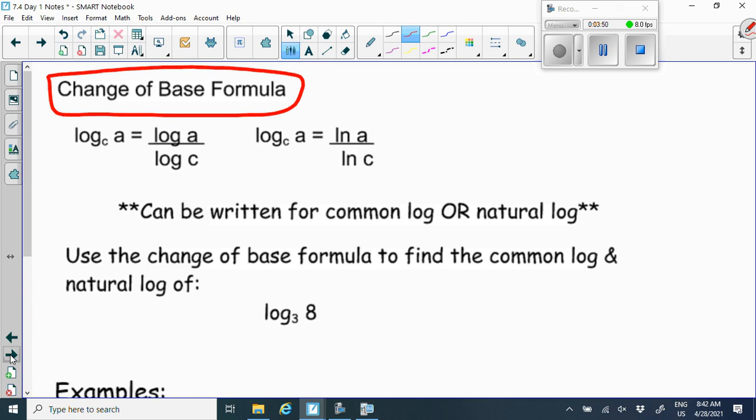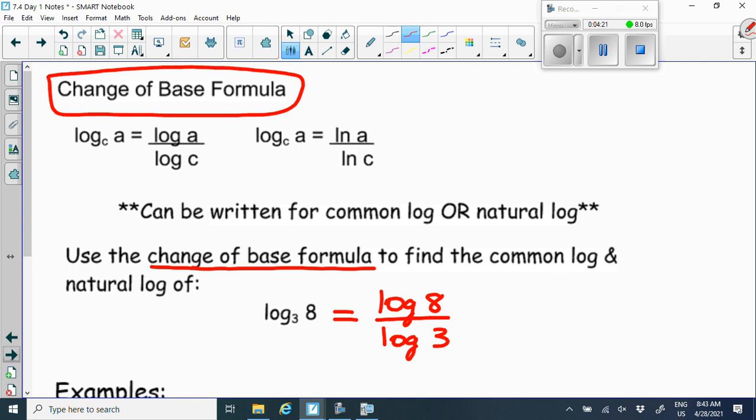So let's try this example. We're going to use the change of base formula to evaluate log base 3 of 8. In order to do this in our calculators, we have to use the change of base formula. So here we're going to do log of 8 over log of 3. Now that 3, which was the base, is no longer a subscript. It is now a big number, just like the 8.